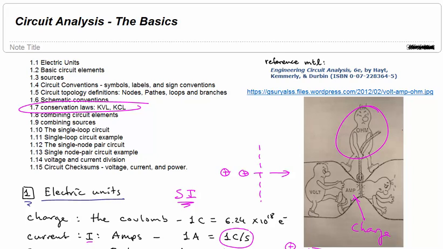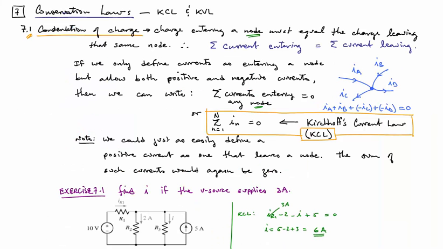We now want to talk about our two conservation laws, Kirchhoff's voltage law and Kirchhoff's current law. So first, Kirchhoff's current law is a statement about the conservation of charge. Just like we have conservation of mass, where no mass is created or destroyed, we have conservation of charge: no charge is created or destroyed.